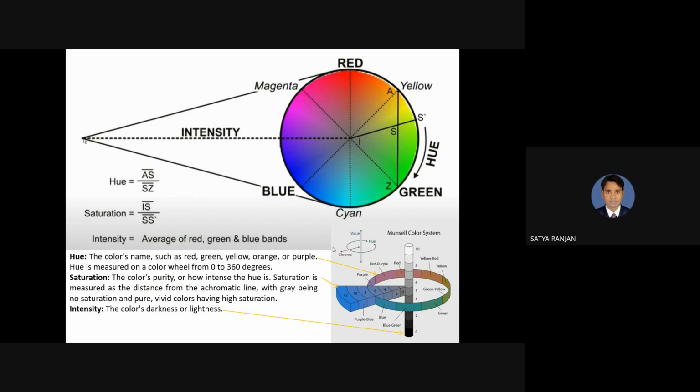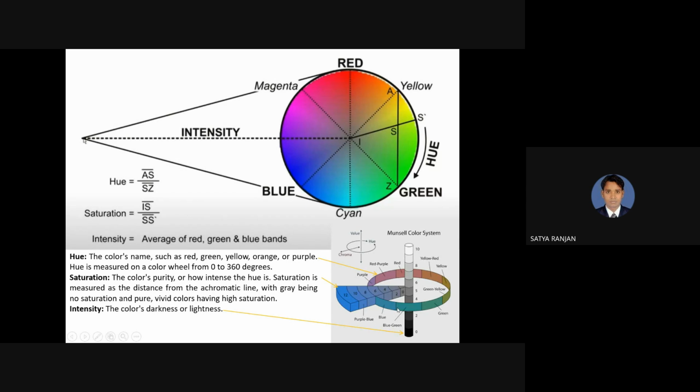Then saturation, hue and intensity also give a different role to the satellite image. So hue is generally red, green, yellow, orange, and purple. It is measured in a color wheel from 0 to 360 degrees. So totally different colors of 360 degrees is called the hue.